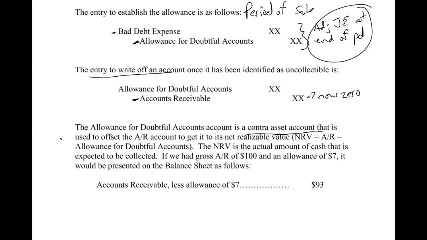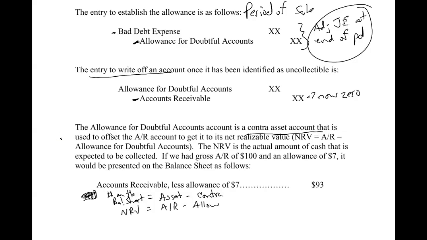If you think about it, essentially what it's saying is the number on the balance sheet equals the asset minus the contra asset. So for accounts receivable, it's the net realizable value. That's the number that goes on the balance sheet. It's the accounts receivable balance less the allowance.